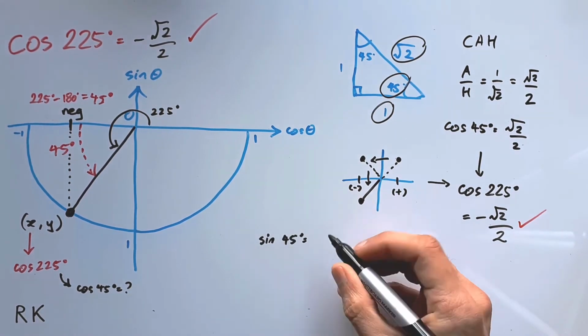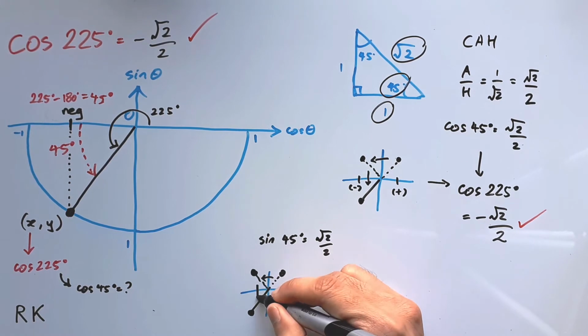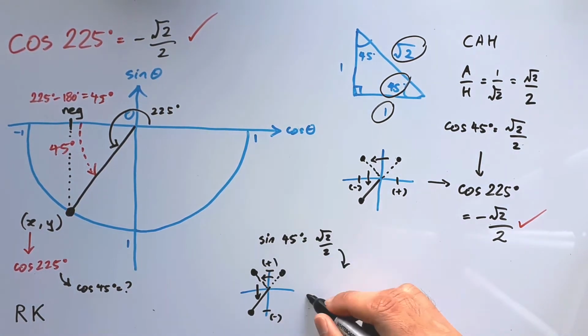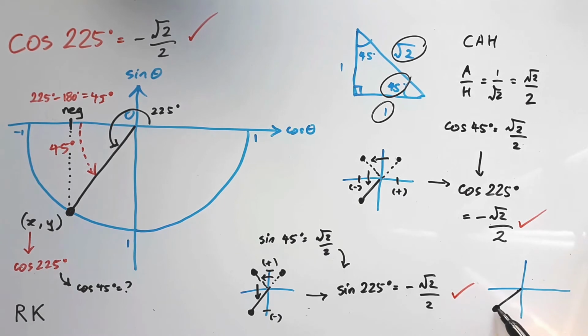And of course you can do something similar with sine 225 by working out sine 45 and reflecting its value back down. The y value is going to be negative since it's below the origin. So to summarize, all you really need to do is figure out the reference angle, work out its cos or sine value, then determine whether or not your answer should be negative or positive, based on the quadrant it's in.